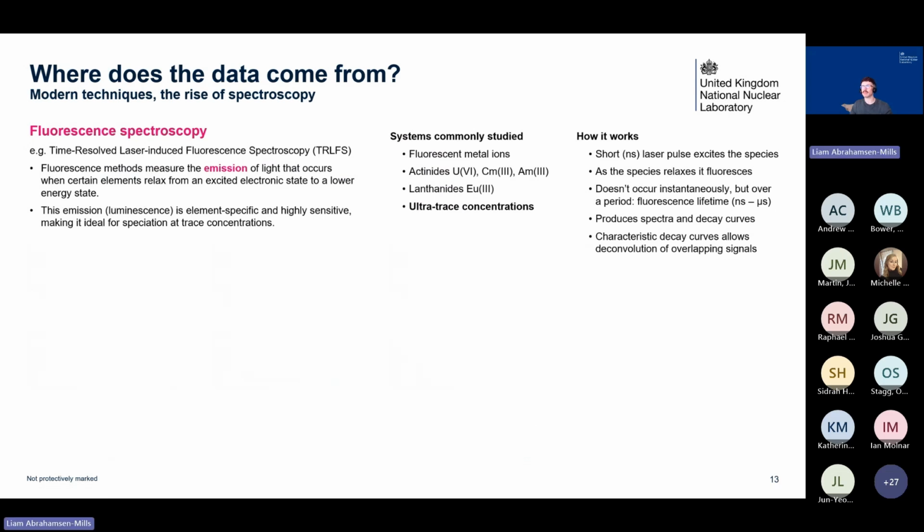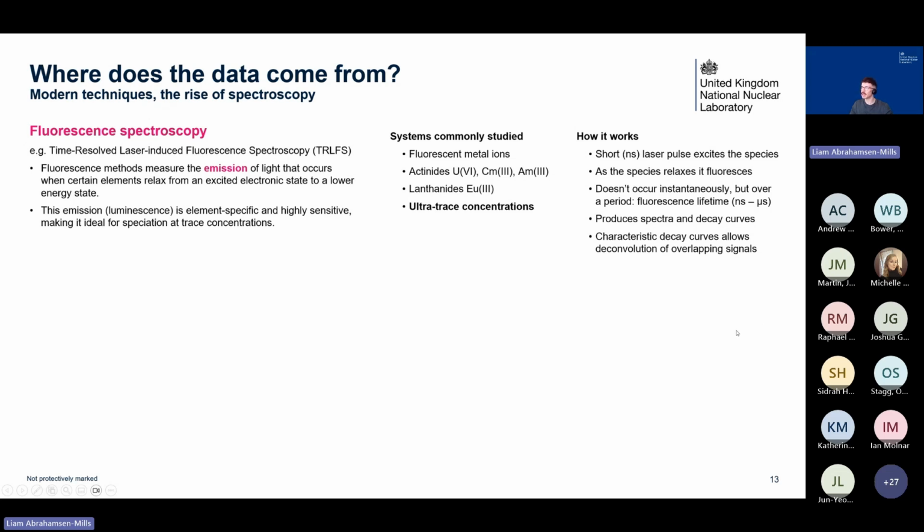Looking at more modern techniques and the rise of spectroscopy over the last several decades, an example is time-resolved laser-induced fluorescence spectroscopy, TRLFS. This method uses the emission of light. So rather than the absorbance, we're measuring the emission of light that occurs when certain elements relax after being excited. And this emission or luminescence is highly element specific, very sensitive, and that makes it ideal for looking at trace, ultra trace concentrations, and many actinides and lanthanides are suitable for study using this method as shown there.